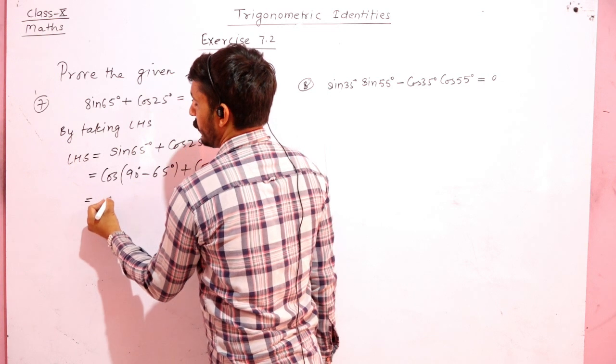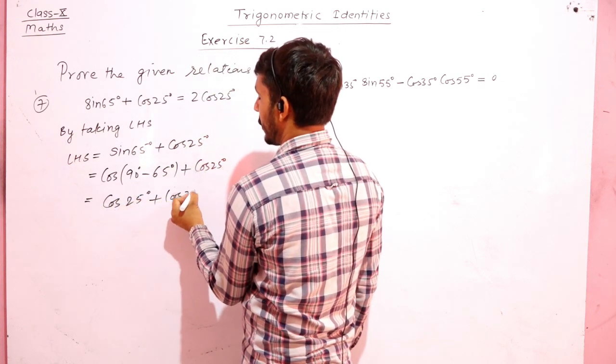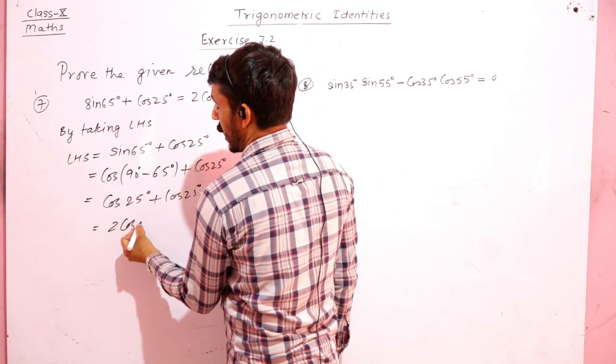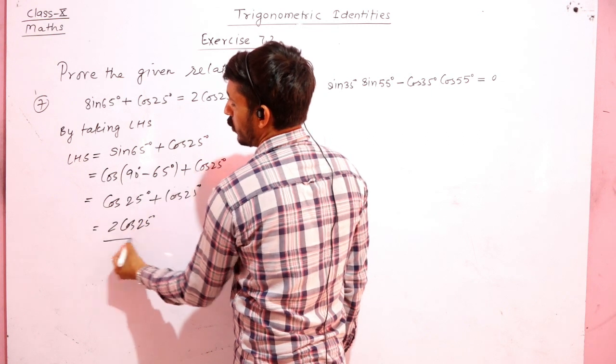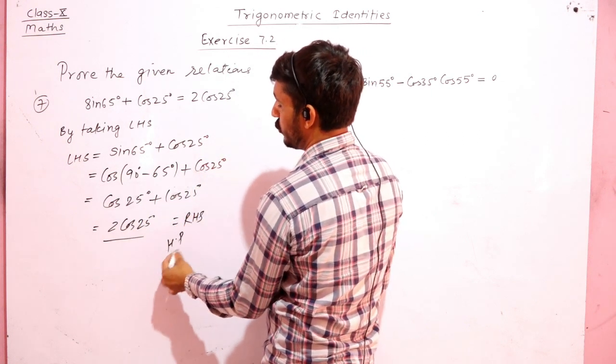The next term we have to solve is cos 25 degree plus cos 25 degree, and we know that these two parts can be written as cos 22 into cos 25 degree, that is equal to RHS. Hence proved. The question is proved.